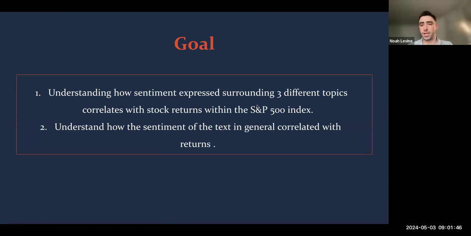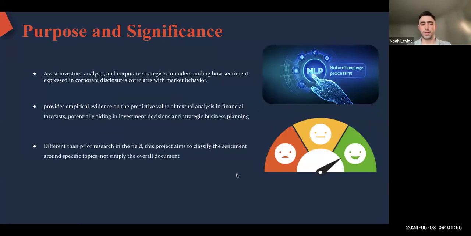And then I want to understand how, in general, like most research has done, the overall text is correlated with the returns. So, like most of these projects, the purpose is to generate alpha for investors. I mean, we want to find some kind of correlation. If we can find some kind of subject, call it M&A, and we can find that there's a lot of positive sentiment around that specific subject, then it might be a good trade signal for PMs. So that's really the purpose of the project.